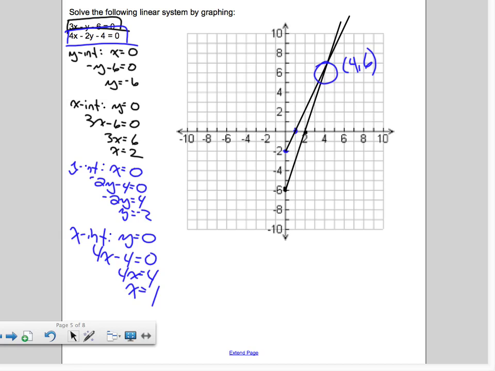You know what? It's a little bit hard to draw my straight lines on the smartboard. You did yours a little bit more accurately. You get 4, 6. So how can I check this? Plug those numbers in. So this point needs to make each of my equations true.